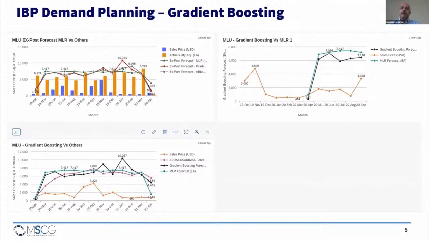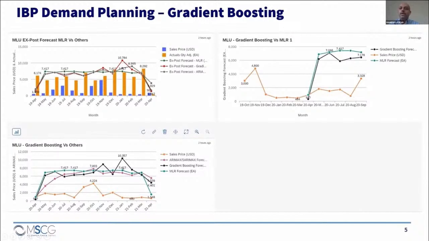The third chart is talking about the comparison amongst these three AI models. Here also we got input as sales price, and this is all in monthly bucket. If you focus on this black line, which is gradient boosting forecast, you get similar kinds of results: less sales price and high forecast numbers compared to other models.